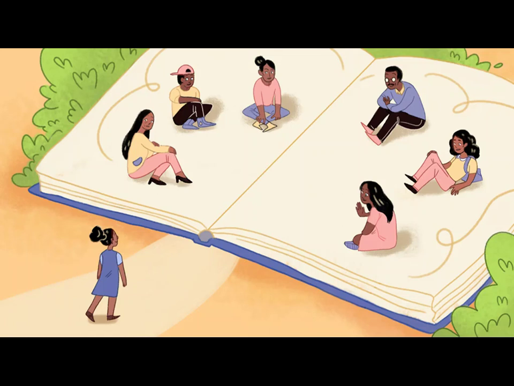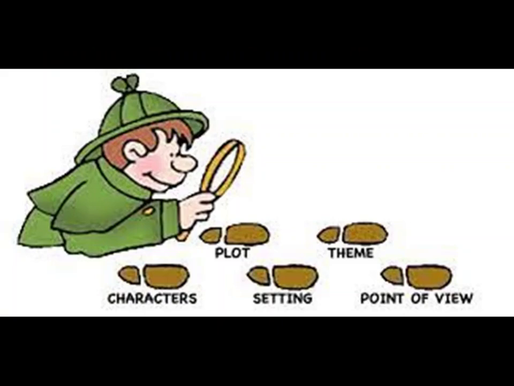So let's review the elements of short story. Short story has 5 elements. First, character, then plot, third, setting, fourth, themes, and fifth, point of view. Without any single element I told above, a short story is incomplete. So let's review the 5 elements one by one.